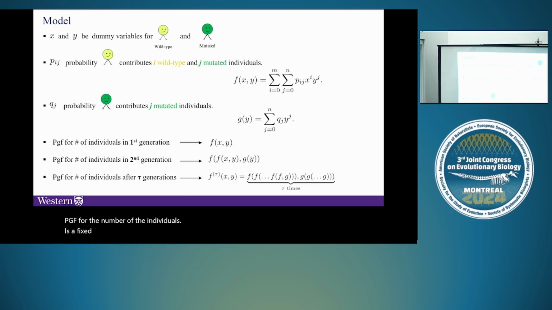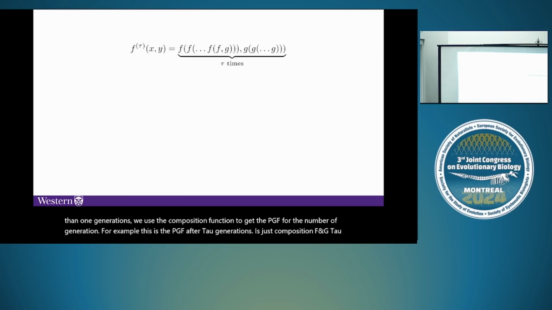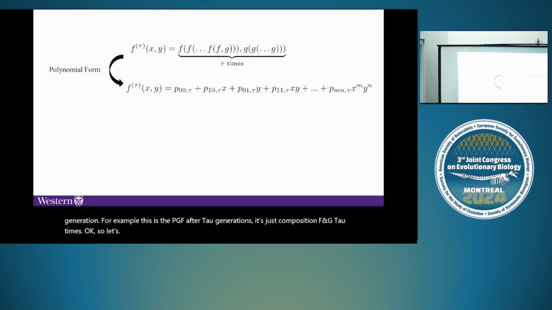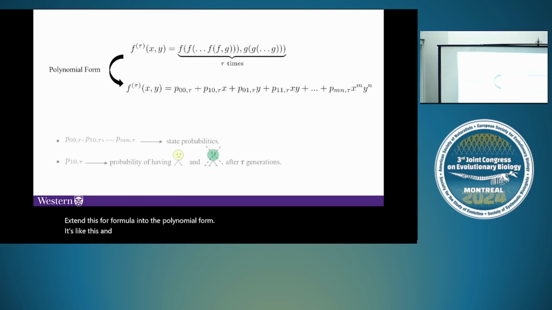But because of the independence of individuals in the branching process, for more than one generation, we use the composition function to get the PGF for the number of generations. For example, this is the PGF after tau generations. It's just the composition of F and G tau times. Okay, so let's extend this formula into the polynomial form. It's like this, and these coefficients are the state probabilities. For example, P1,0,tau is the probability of having one wild type and no mutated after tau generations.